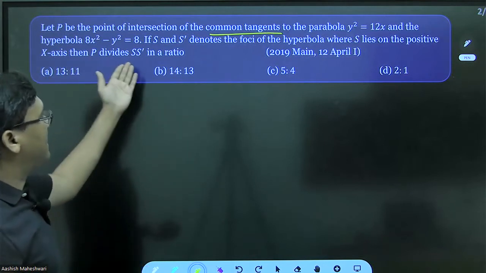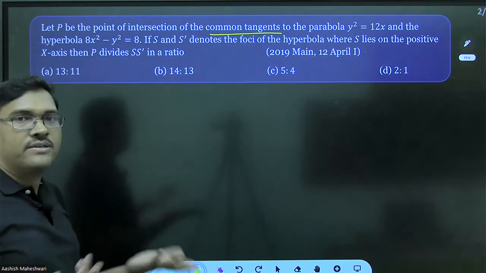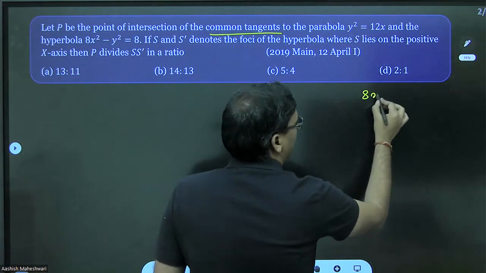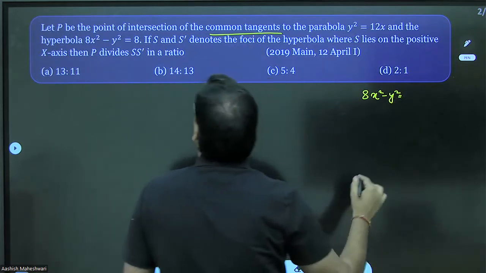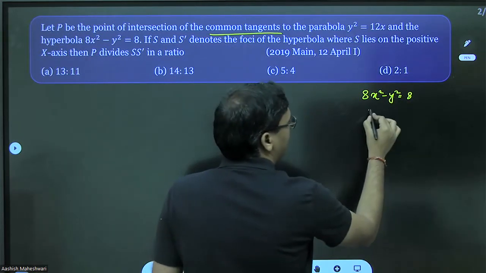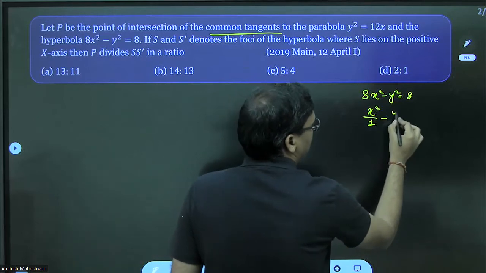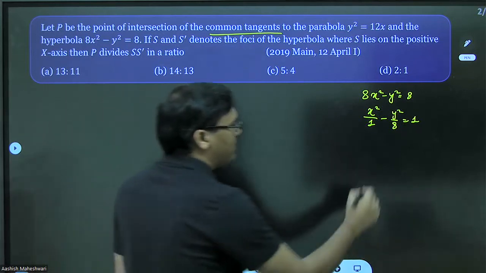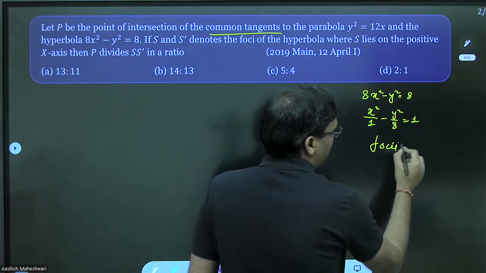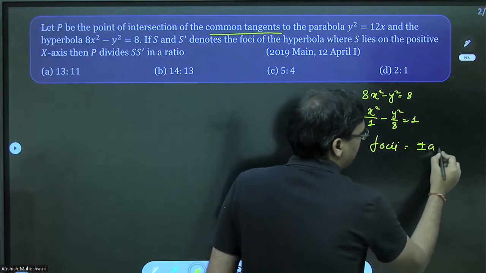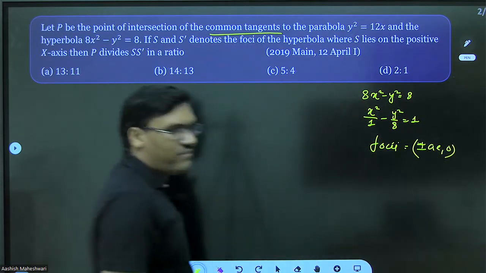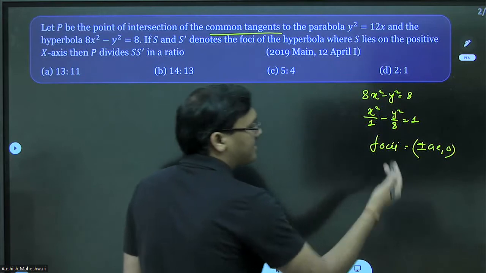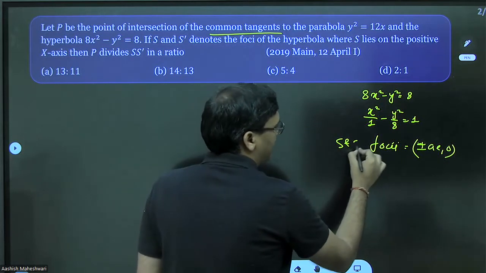For that you will find S, you will find S dash, and you will find P, and then you can easily find the ratio. First see what hyperbola we have: 8x square minus y square equal to 8. If I convert this into standard form, this is x square divided by 1 minus y square divided by 8 is equal to 1. Now what are the foci for this? The foci are plus minus AE comma 0. One is S, the other is S dash.